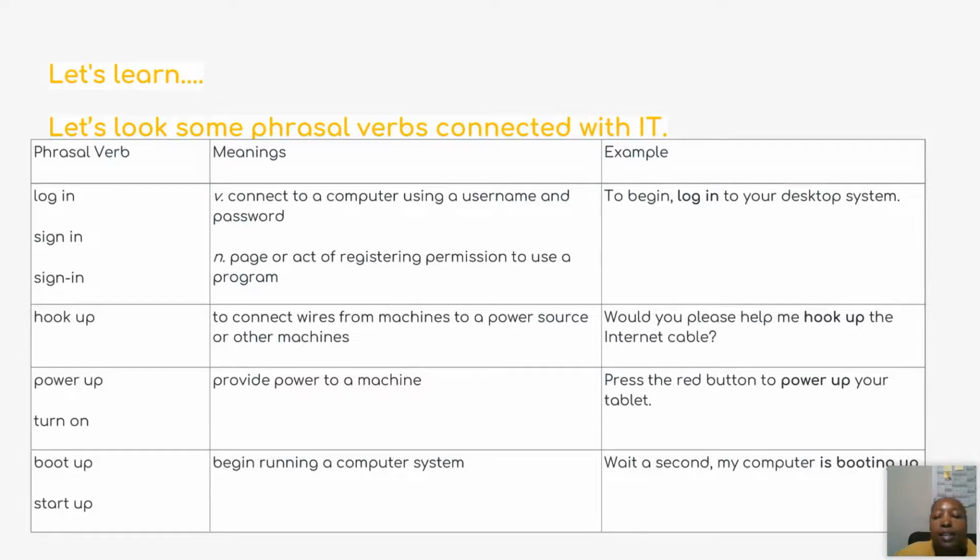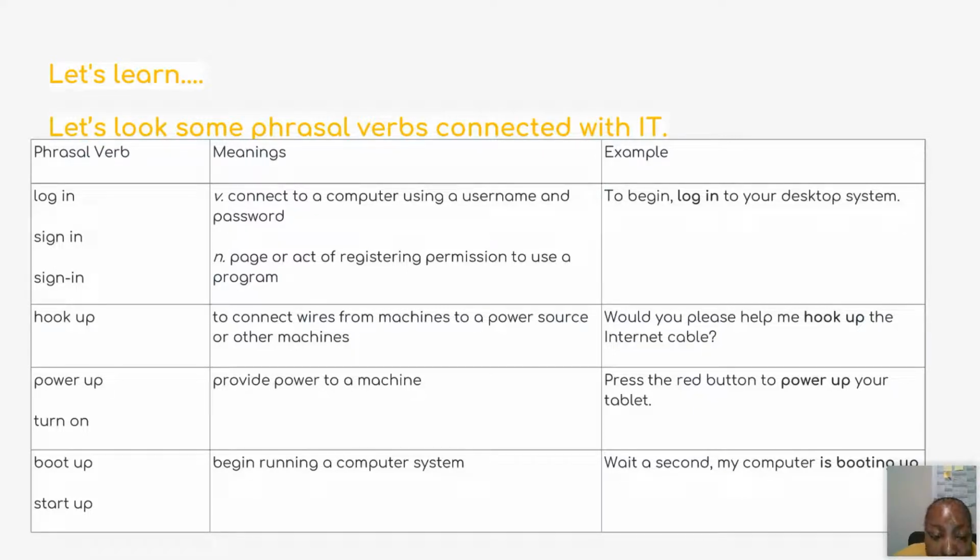Let's look at some more phrasal verbs, okay? So guys, you've already identified some of this. I'm just going to read the phrasal verb, the meaning, and also the example, okay? The first one that we have is log in or sign in. It can be used as a verb and as a noun. As a verb, it means to connect to a computer using a username and a password. As a noun, this is a page or act of registering permission to use a program. For example, to begin, log in to your desktop system.